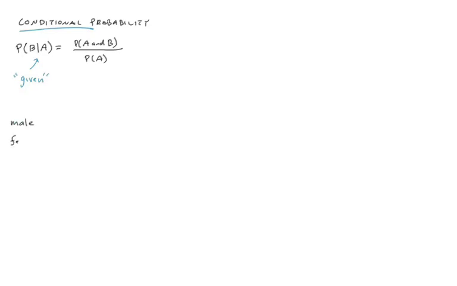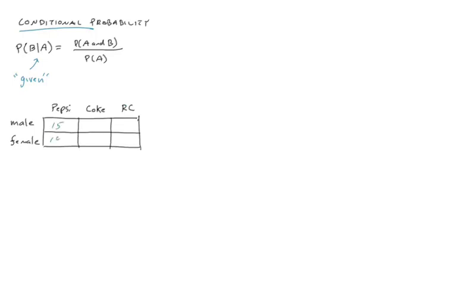Okay, so let's make up a little table here. Let's say I did a little survey and I asked people their preference on cola. So males, females, we've got Pepsi, Coke, and RC. Let's just say this many people have each of them: 15 and 18 for Pepsi, 12 and 9 for Coke, and then 2 and 1 for RC.